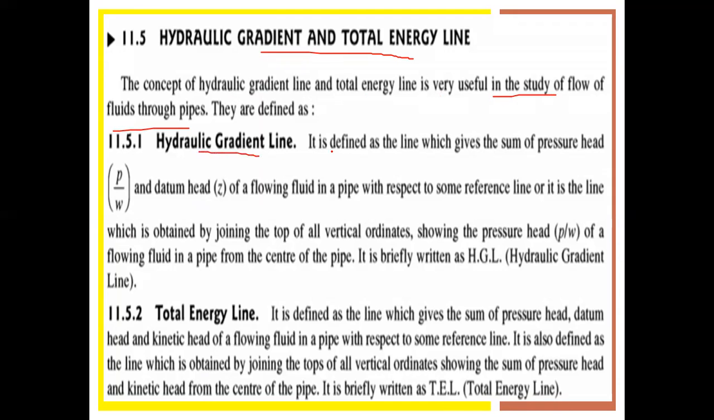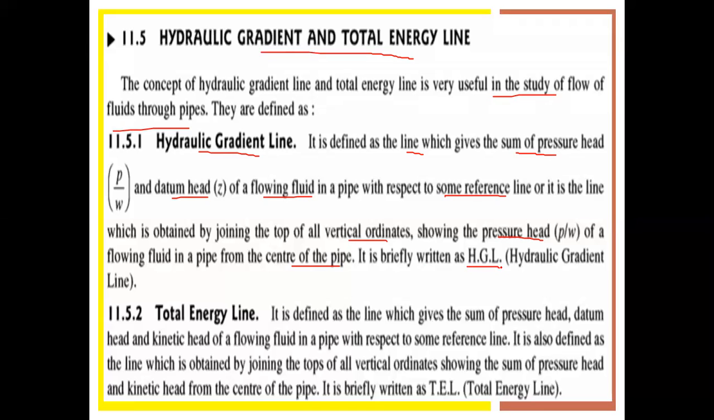HGL is defined as the line which gives the sum of the pressure head and the datum head, that is P by W plus Z, of the flowing fluid in a pipe with respect to some reference line. Or it is the line obtained by joining the top of all vertical ordinates showing the pressure head P by W of the flowing fluid in the pipe from the center of the pipe. It is briefly written as hydraulic gradient line.